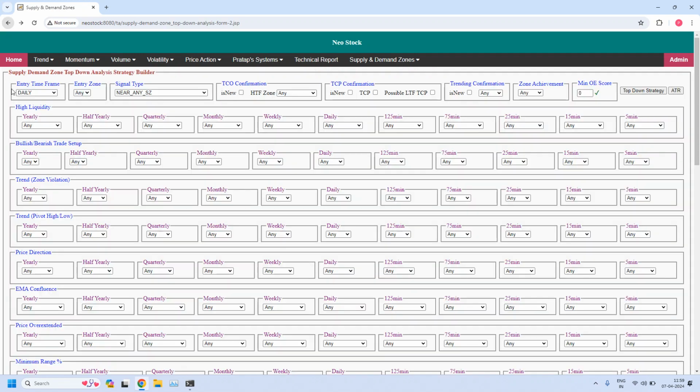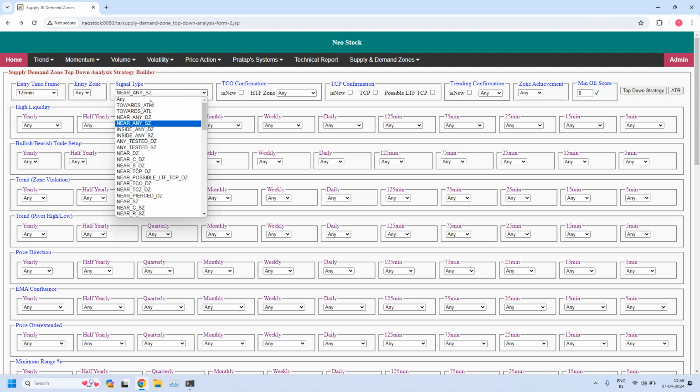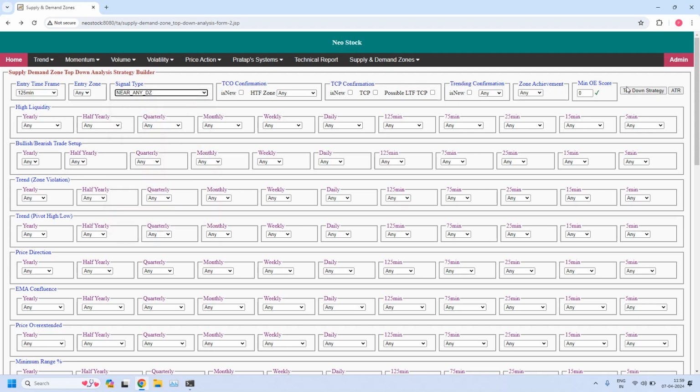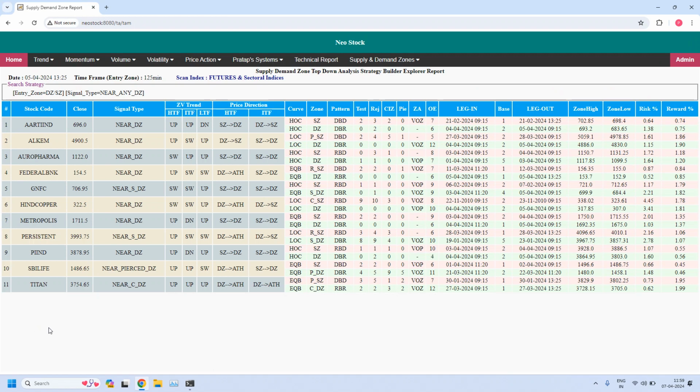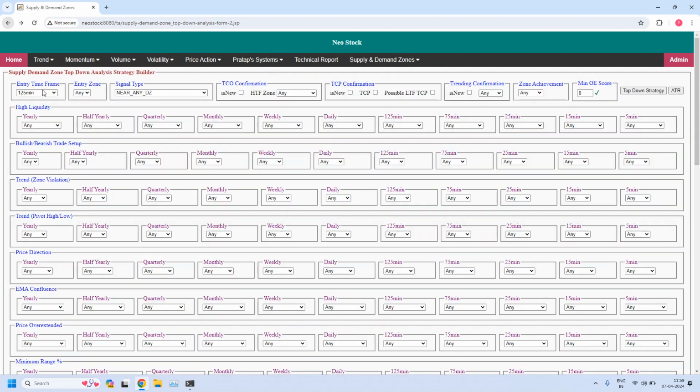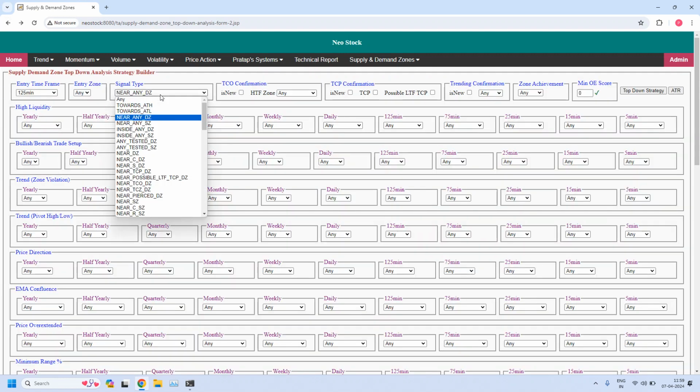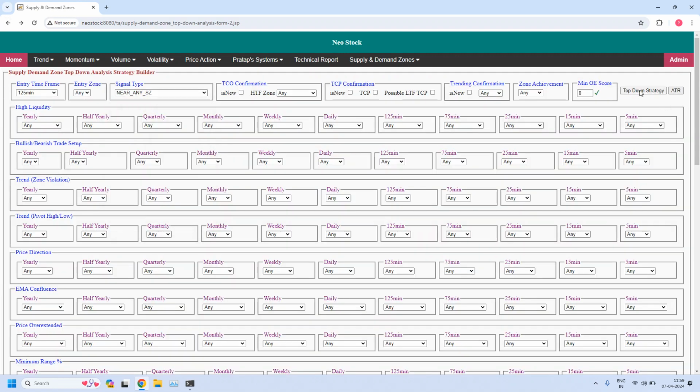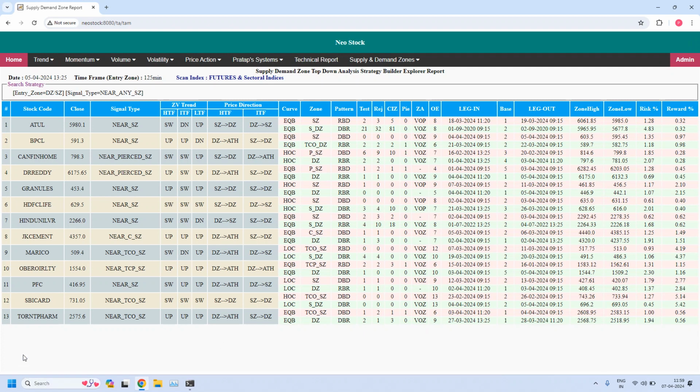Now let's go back and change the time frame to 125 minutes. Let us find the stocks near the 125 minutes demand zone. These 11 stocks are filtered. So I'm going back. For the 125 minutes time frame, let us find the stocks near the 125 minutes supply zone. So these 13 stocks are filtered.